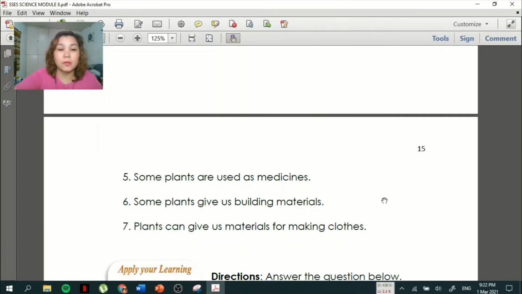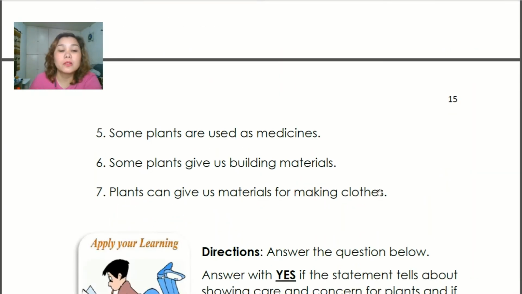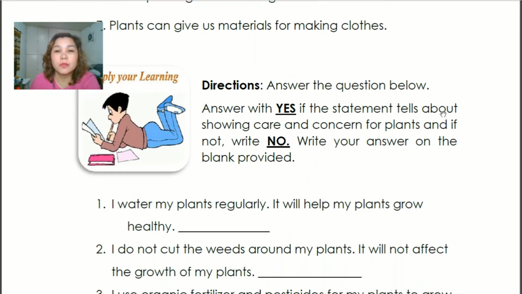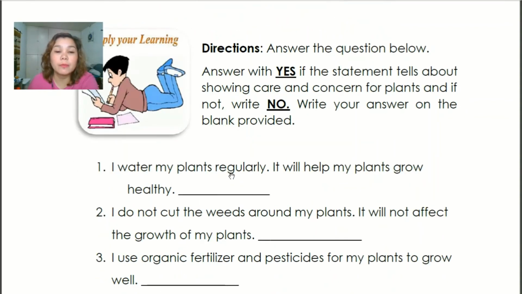Okay, back to our module. So let's apply your learning. Directions: answer the questions below. Answer yes if the statement tells about showing care and concern for plants, and if not, write no. Write your answer on the blank provided. Number 1, I water my plants regularly. It will help my plants grow healthy.